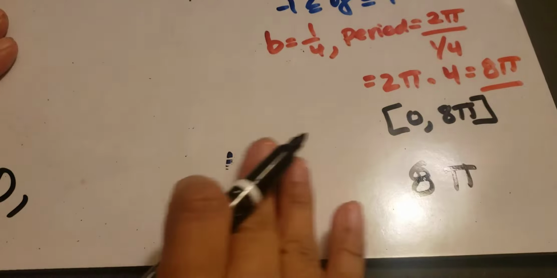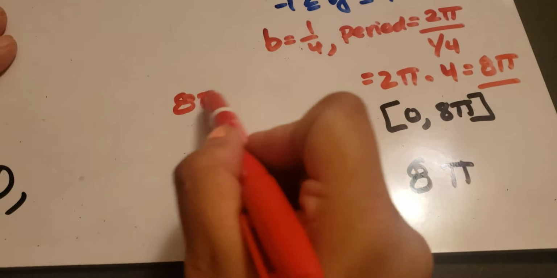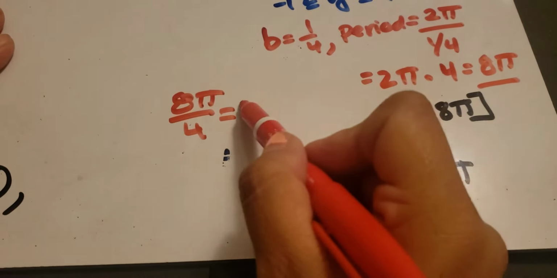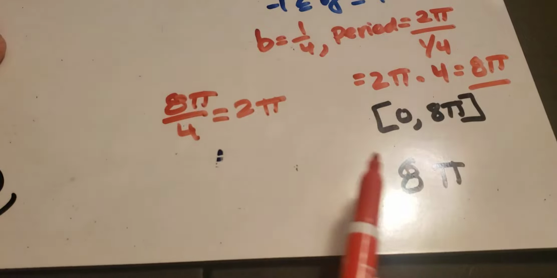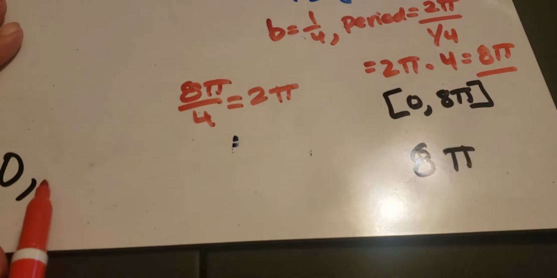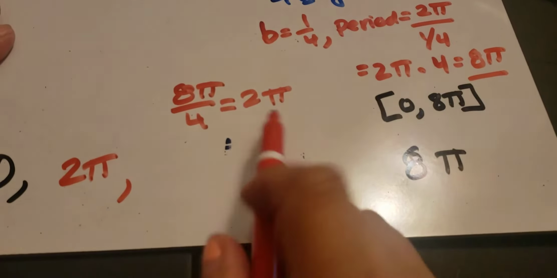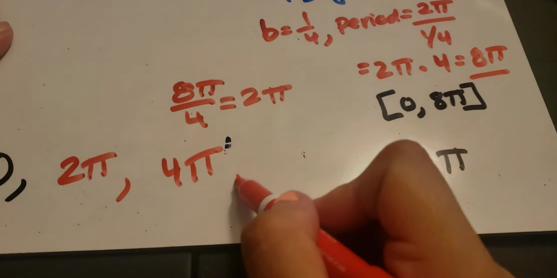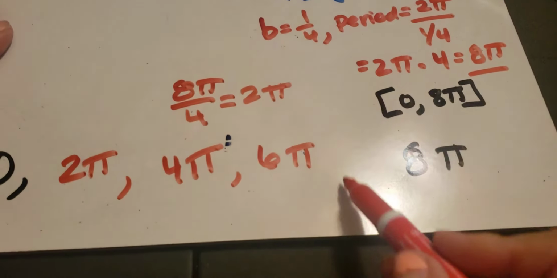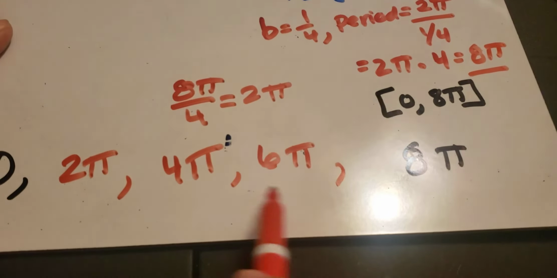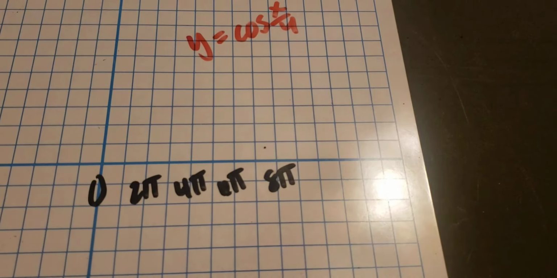But how do we find our points in between? Well, take 8 pi and divide it by 4, and that gives you 2 pi. So we're going to add 2 pi and we'll stop at 8 pi. So 0 plus 2 pi will give us 2 pi. 2 pi plus 2 pi will give us 4 pi. 4 pi plus 2 pi is 6 pi. And 6 pi plus 2 pi, 8 pi. So these are the points we're going to put on our coordinate plane. All right, awesome. Let's get started.